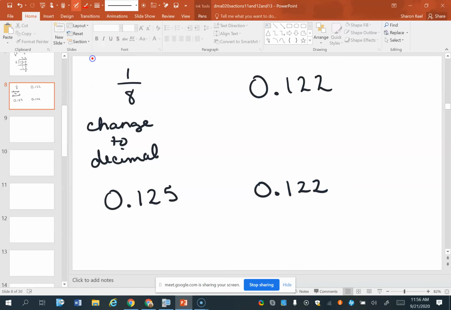When you're comparing, notice the first 2 digits are the same for both. It will be this third digit that determines which is larger. The 5 is larger than the 2. So your fraction 1/8 is going to be larger than 122 thousandths. So with this part, convert your fractions to decimals and then just compare the place values of the decimal digits.